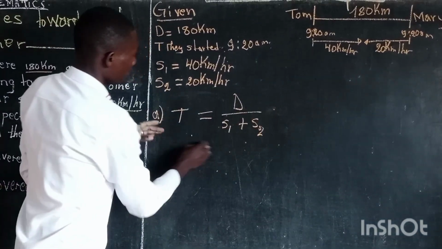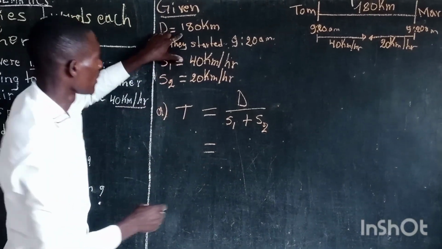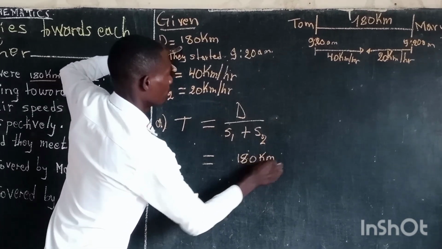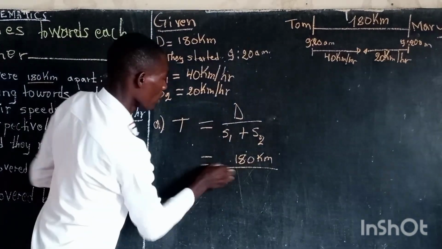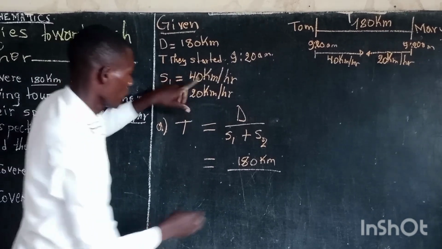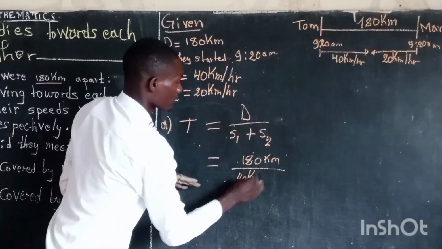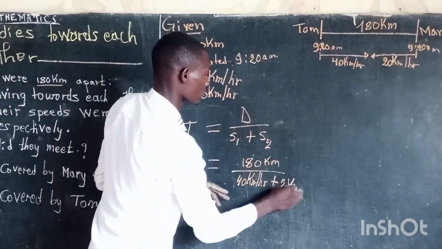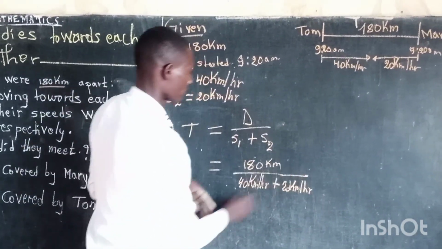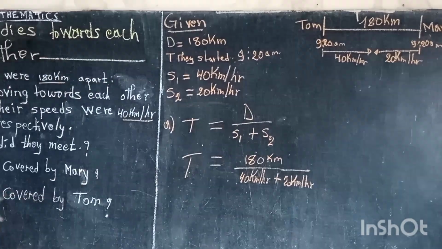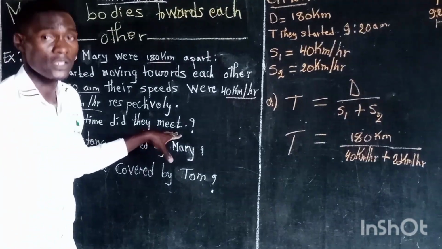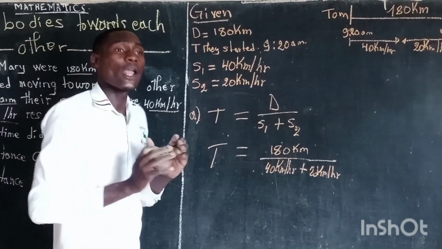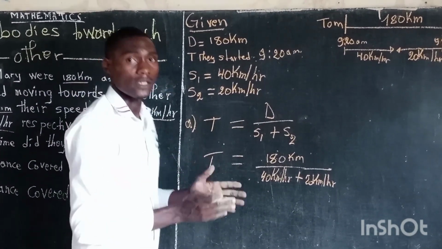Now, we follow the distance. We write in the place of distance over the speed 1. We have it here. It's 40 kilometers per hour plus 20 kilometers per hour. Remember that you are finding the time they meet. So it means that by using this formula, we are able to get the time they meet.